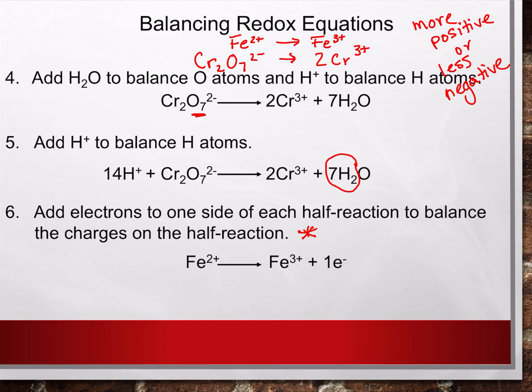If we look at our chromium reaction, on the left-hand side, we have 14 H+, which means we're getting 14 positives, plus the charge on that dichromate is 2 minus. So the total charge is 12 plus, or plus 12, however you want to write that. We're getting 12 positives on this left side: 14 positives plus 2 minus gives an overall 12 positives. And on the right-hand side, we have 2 times the 3 plus, which gives us 6 plus.